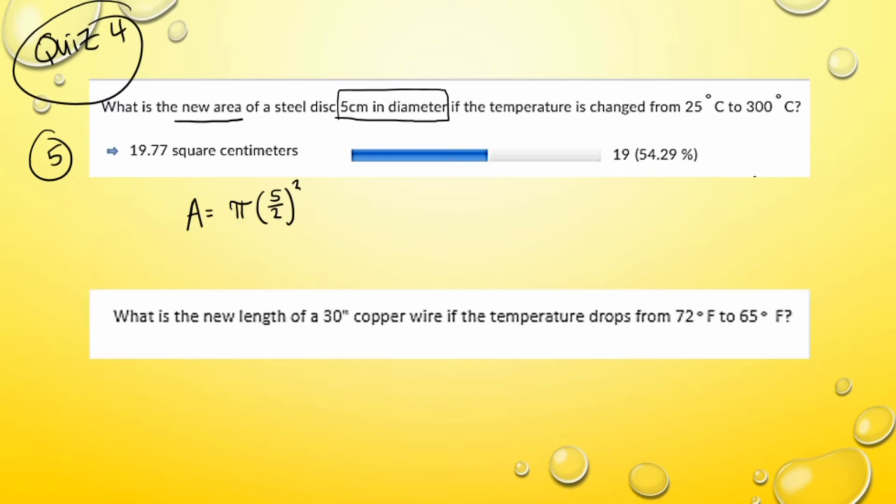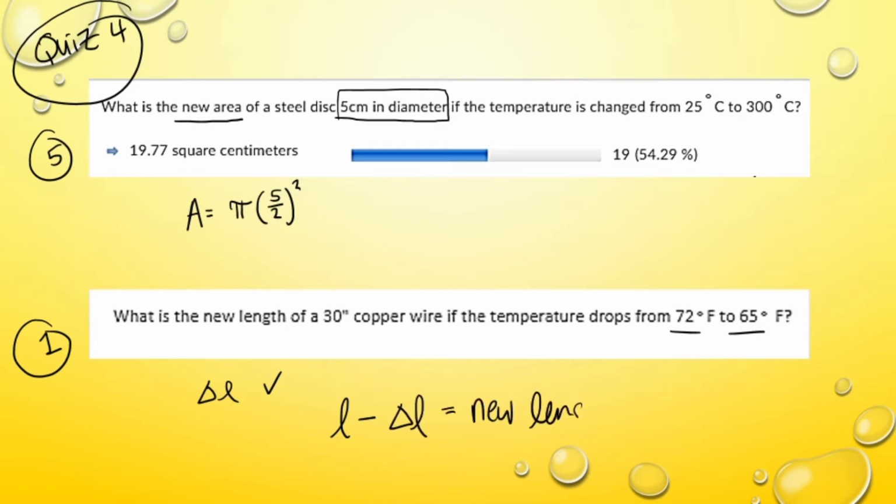The other one that people were getting wrong, classic number 1, everyone figured out the change in length correctly. However, temperature is dropping, so you have to do subtraction. So if you want to know the new length, you take the original length and you have to subtract that change in length to get the new length. Other than that, it looked pretty good. Keep doing them.